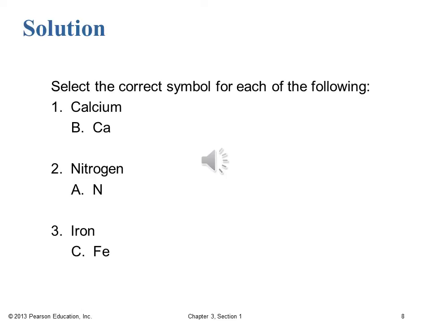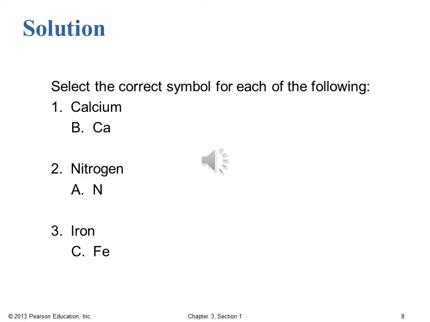Okay, so hopefully you caught on that number 1, calcium, is B, capital C, lowercase a. Remember, if there's 2 letters in the symbol, the first has to be a capital, the second has to be a lowercase. Choice A, the capital C, was for carbon, and then finally choice C had a capital second letter, and we know that's not allowed. Number 2, nitrogen, was A, capital N. Choice B was neon, and choice C was sodium's element symbol.